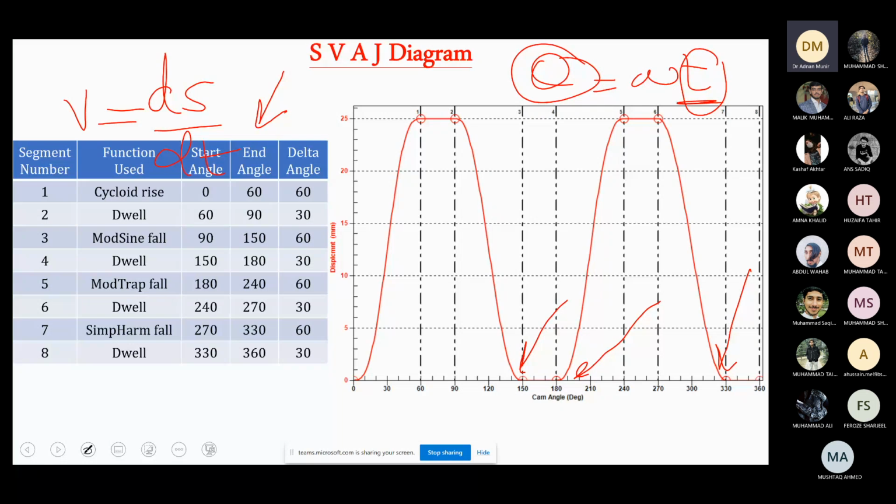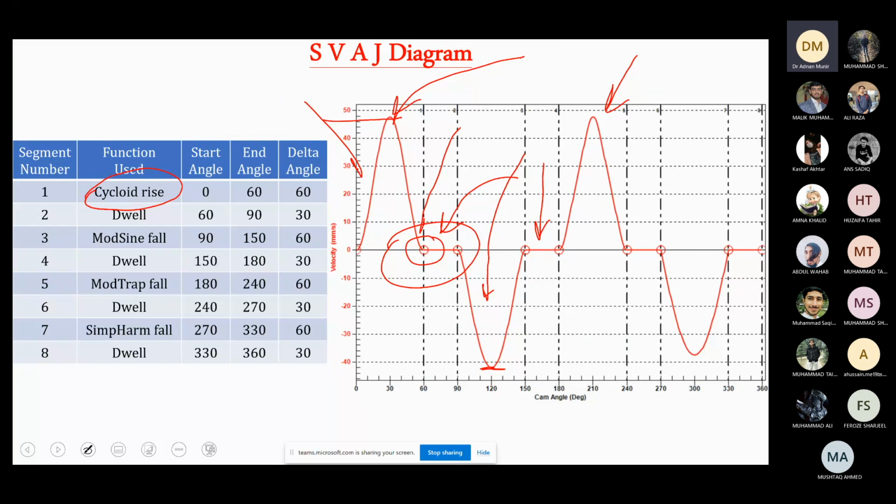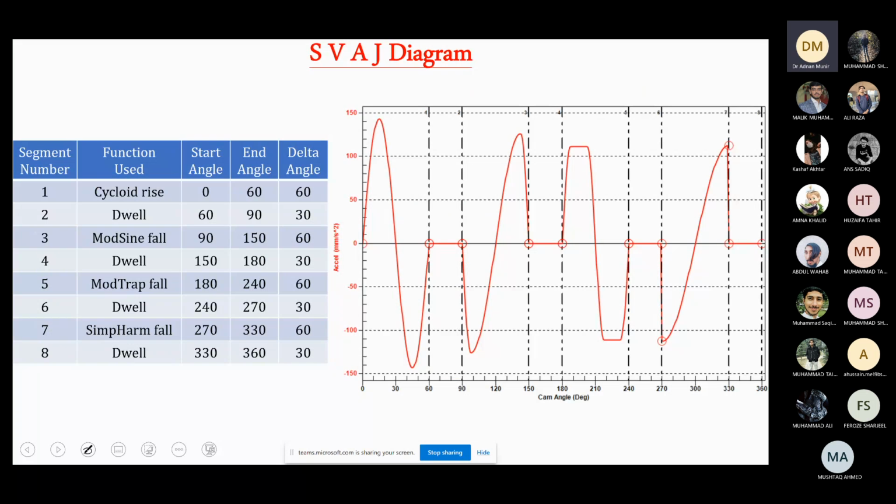But if you look at the acceleration profile now, you can see that at this point the acceleration becomes zero, and it suddenly changes to 270 degrees, right? So there is a discontinuous change in the acceleration at this point, which is unacceptable. So we need to have a continuous or smooth change in the displacement, velocity, and acceleration. If there are discontinuous or sudden changes in the displacement, velocity, and acceleration, that means that the design of the cam follower is not good.